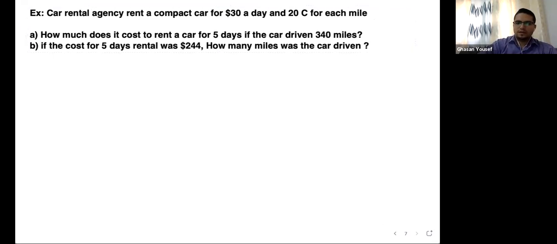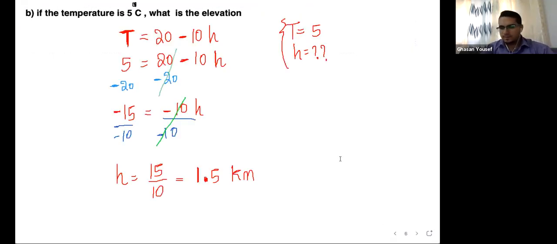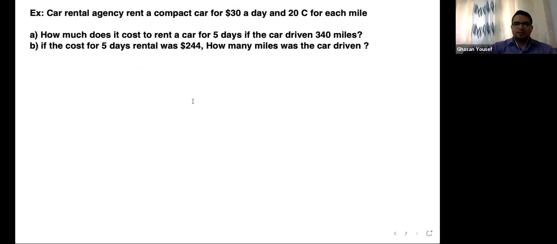Okay, let me go back for a student who asked. So I go back. Let me know when you finish. Okay, done. So first of all, I have to make a model for this question. So my model is clear here.